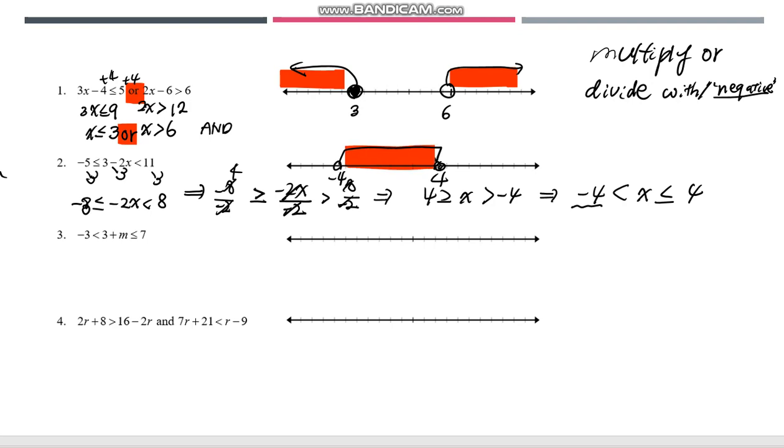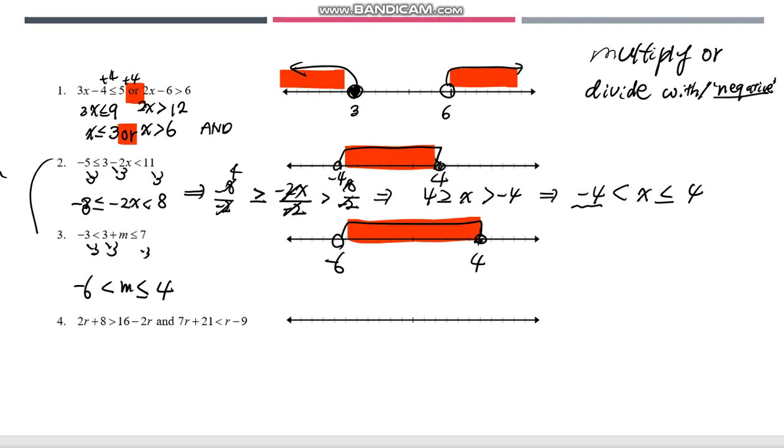Now, you do the same thing. You subtract 3 everywhere, then it's going to become -6 and m, and then this is 4. -6 is over here, and 4 is over here, and then the answer is going to be like this. What you need to realize between these two is that these are automatically and.